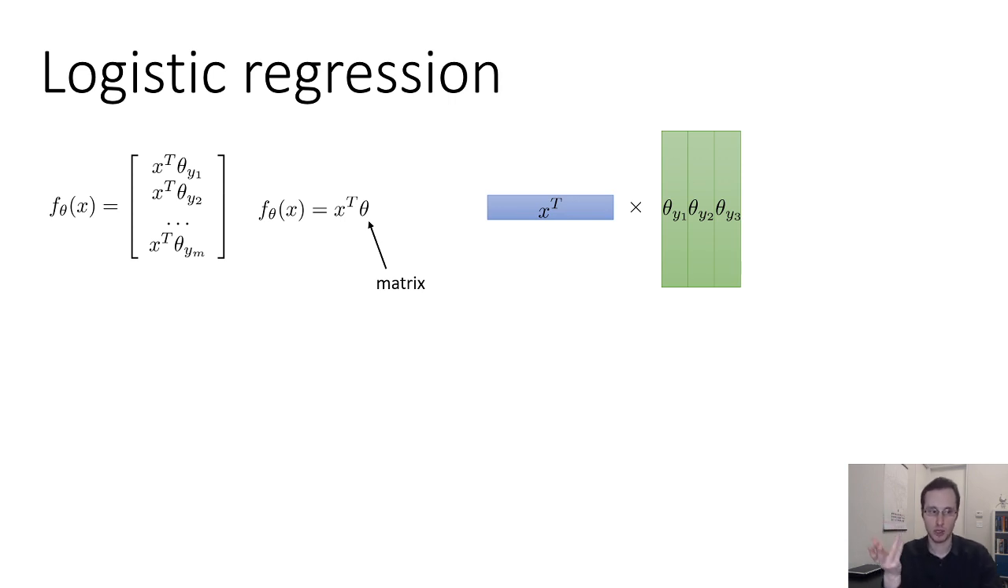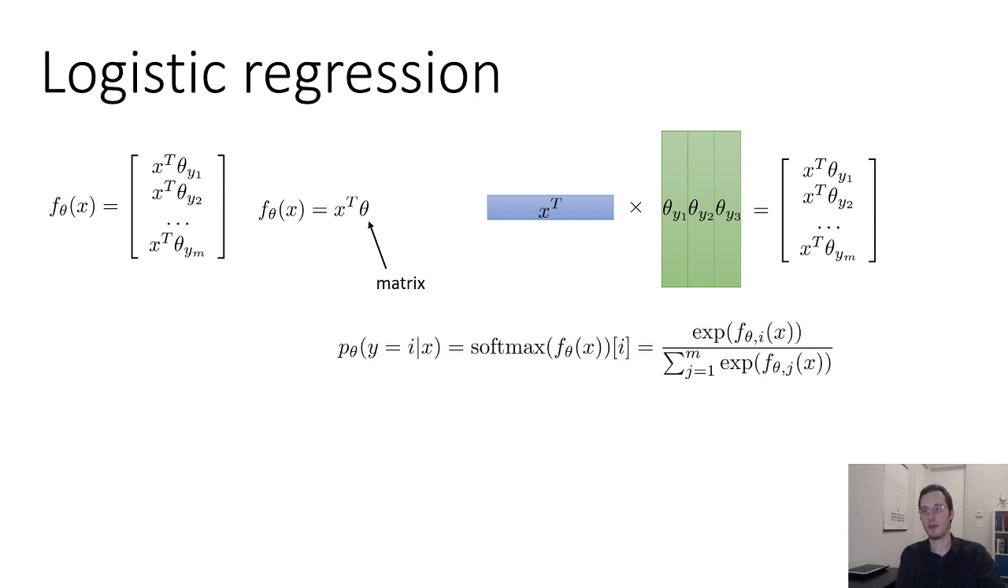So now if you just imagine what this matrix multiplication looks like, when you do matrix multiplication, you take every column of the matrix on the right and then dot it with every row of the matrix on the left. But there's only one row, so that means that you end up with a column vector where every entry is just the dot product between x and each of the columns of our matrix. So we can write f in a very simple way as just x transpose theta. And then the probability that y takes on a particular label i is just given by the softmax function applied to the output of f theta of x.